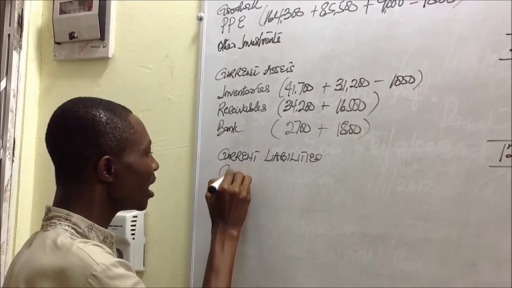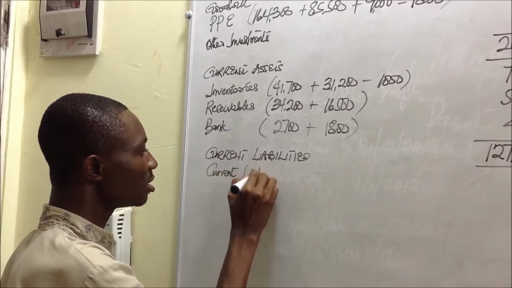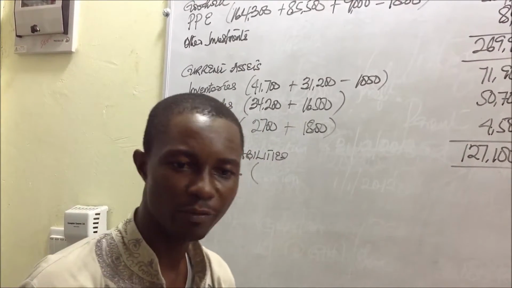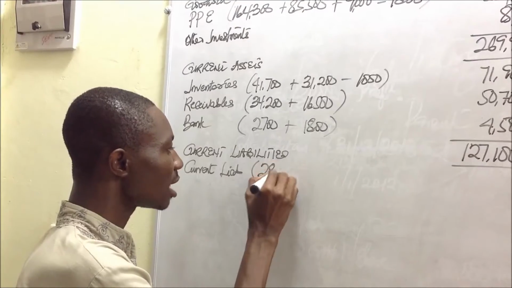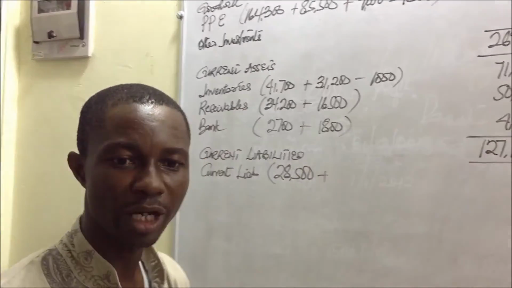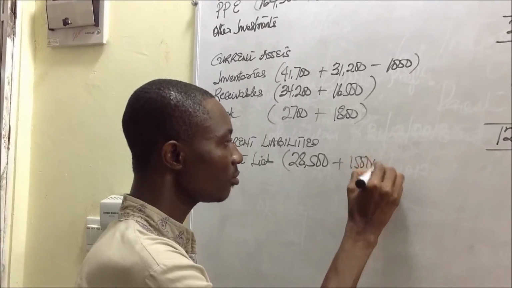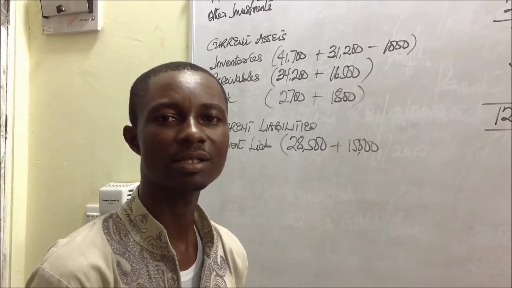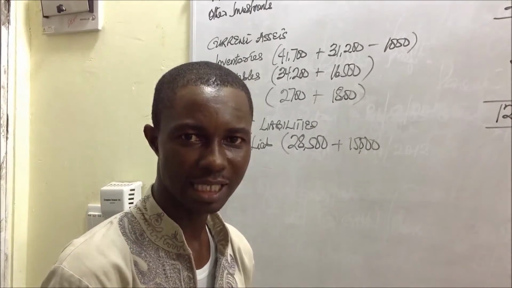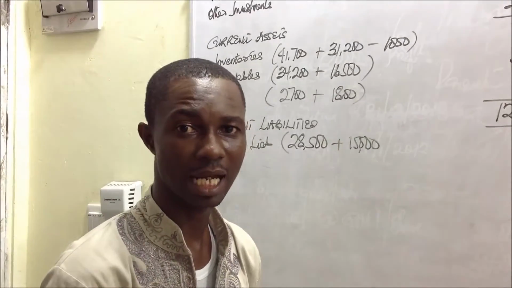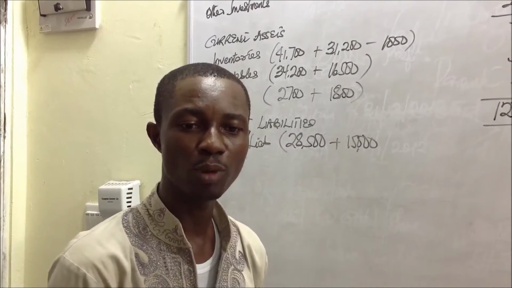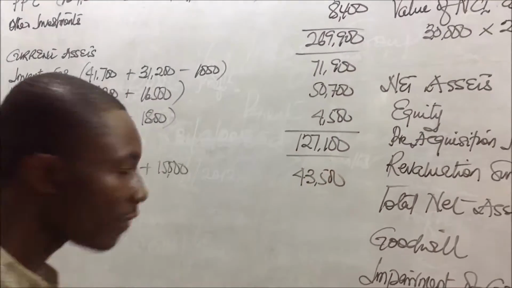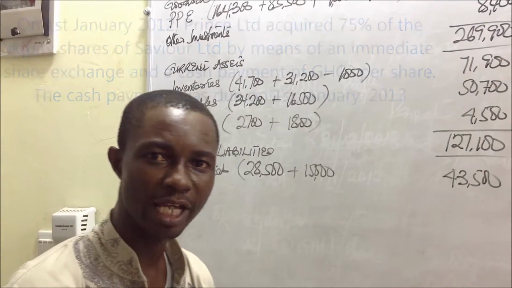Our question has already given us current liabilities. We have a total of 28,500 for the parent, and then there's 15,000 for the sub. Again, like I explained earlier, if there are any intra-group balances, they will have to be taken out of the current liabilities, and we would have taken them out of current assets or receivables. So when we put that together, we get a total of 43,500.